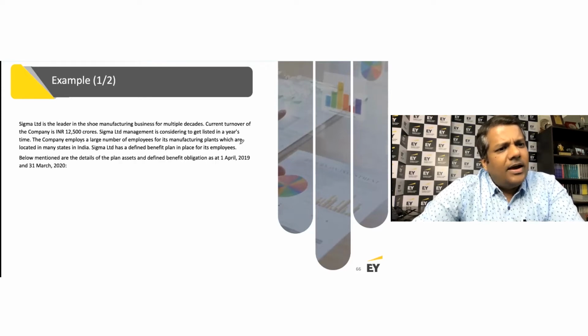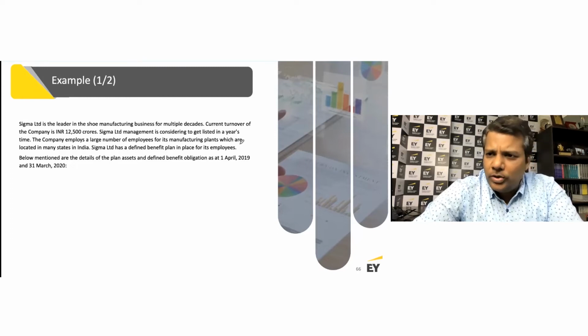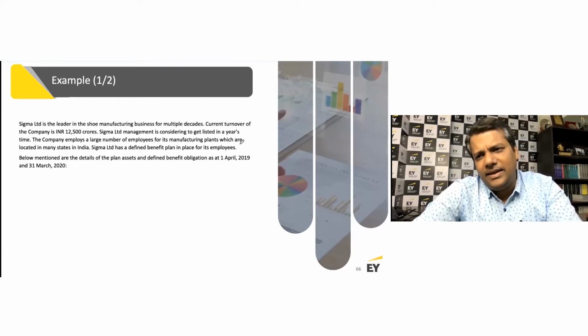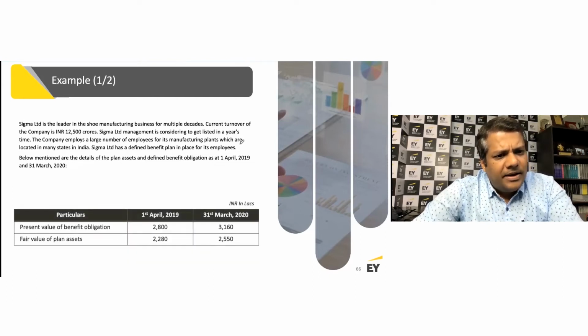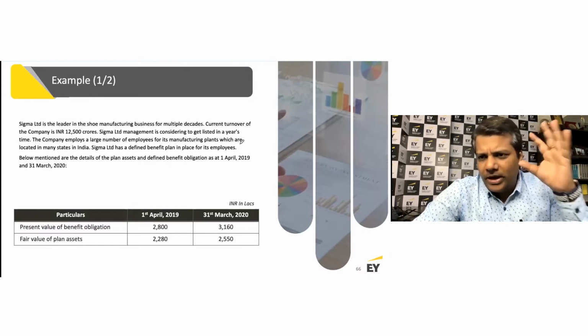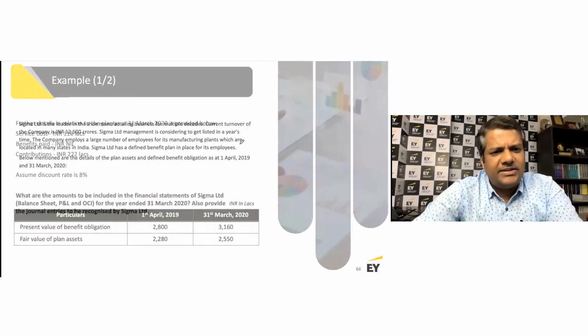Below mentioned are the details of the plan assets and defined benefit obligation as at 1st April 2019 and 31st March 2020. So we know at the beginning of the year and at the end of the year. At the beginning, present value of benefit obligation is 2,800. At the end is 3,160. Fair value of plan asset is 2,280. At the end, it is 2,550. So again, we're going to look at all the information which is provided.